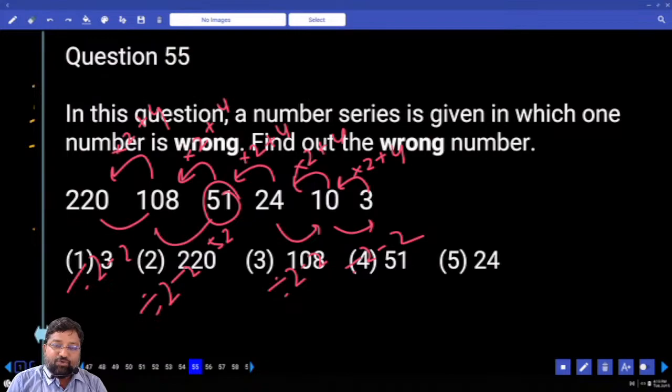So even though you get two multiple logics, the examiner will always make sure that there will be only one single answer. Never ever will it happen where you can find two different answers.